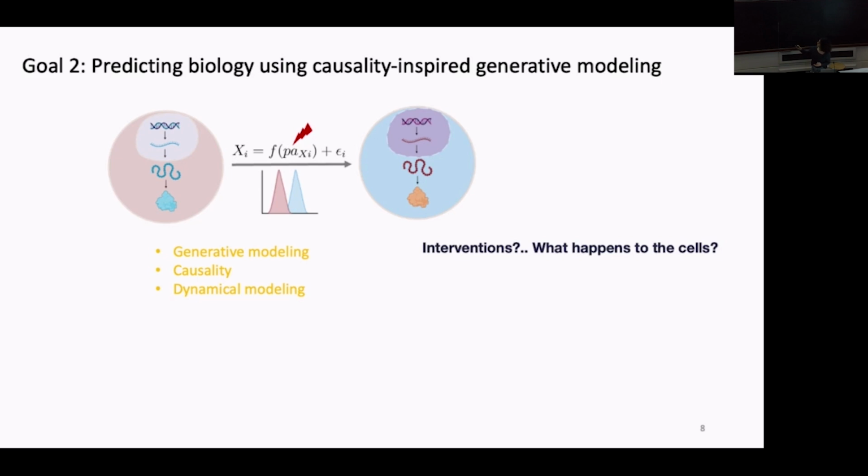So this will shift the distribution of the cell, and we can have a new cell type, and we are interested to know how cells actually respond to these interventions. And for this, we can use generative modeling. We can look into causality, and you can guess how this might be important. And also, I will show you an example where dynamical modeling can also help us.